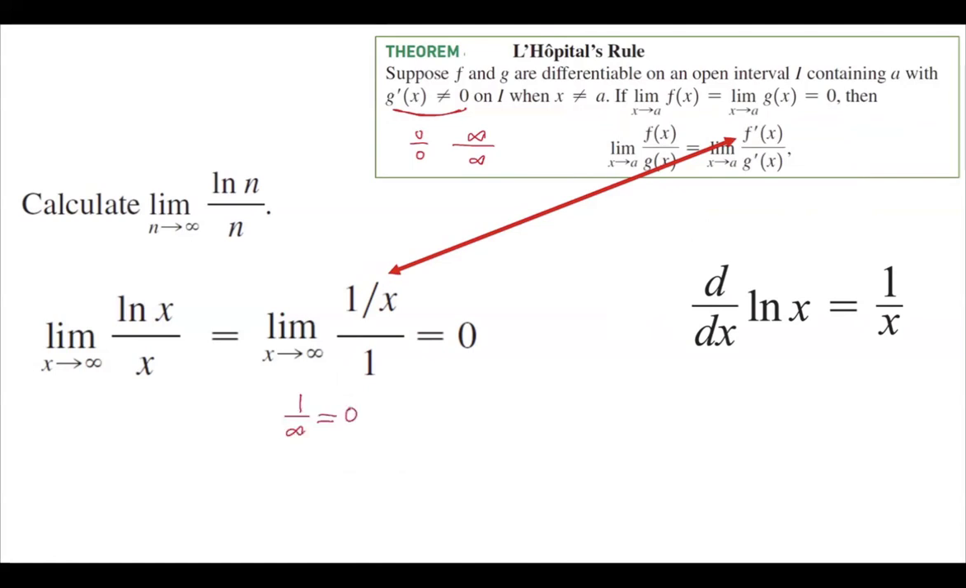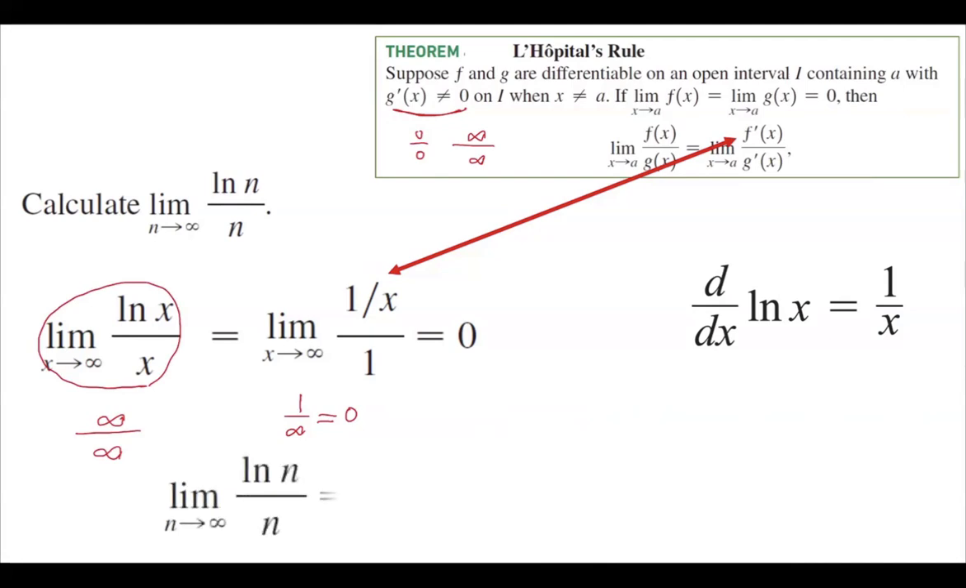So this is the method of L'Hopital's rule. Whenever you have 0 over 0 or infinity over infinity, you can use it. In this example, the limit of ln of x divided by x as x goes to infinity is infinity divided by infinity. So we use the method of L'Hopital's rule to calculate the limit of this sequence.